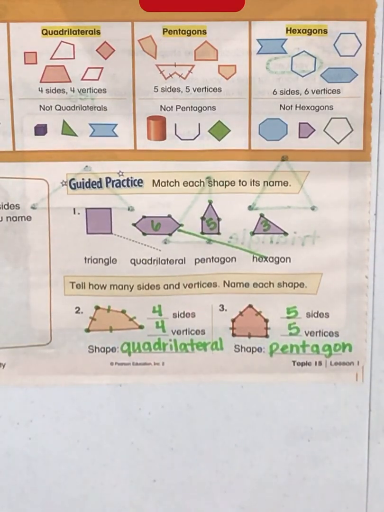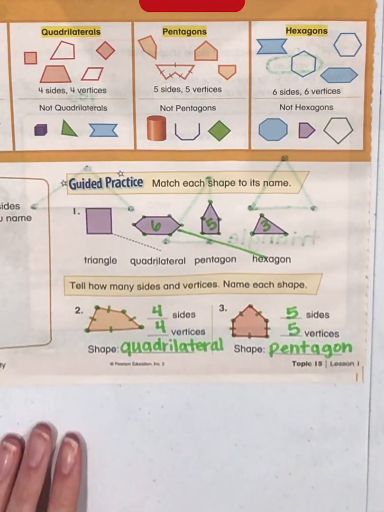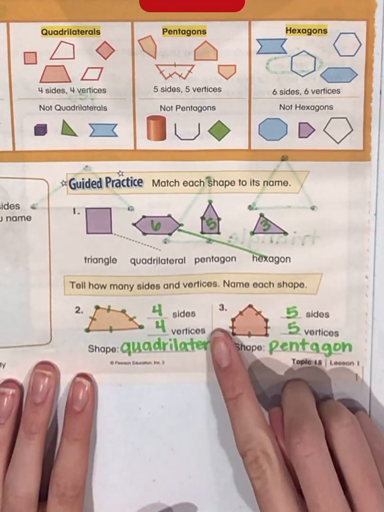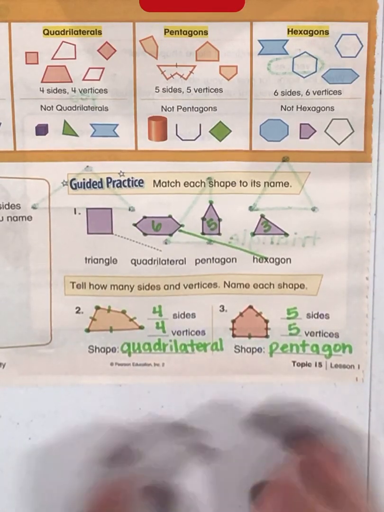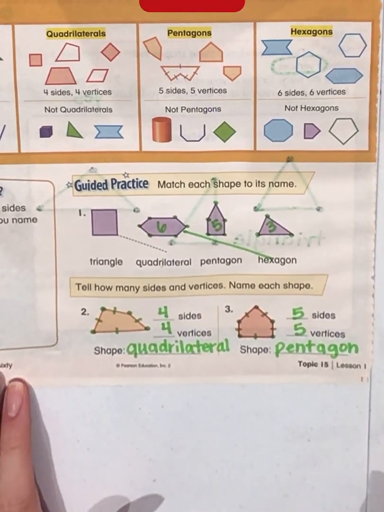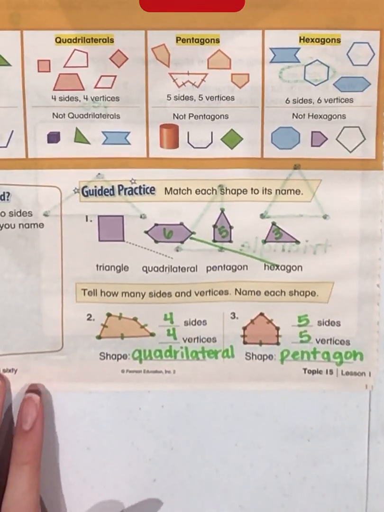Now I want you to notice something, okay? The number of sides and the number of vertices for both of my shapes here are the same, okay? And that's always going to be true for a shape. The number of sides is always going to be the same as the number of vertices.